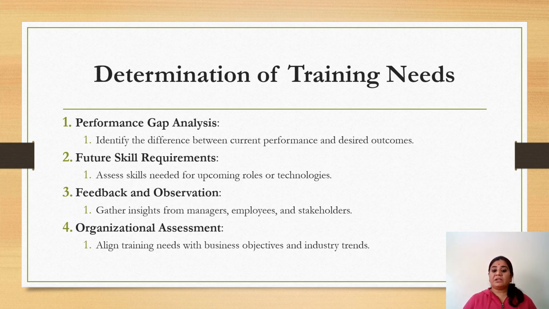Then we have feedback and observation. Gathering feedback from employees, managers, and other stakeholders helps provide a well-rounded understanding of where skill gaps exist. Then we have organizational assessment, aligning the training need with broader business objectives, ensuring that training is relevant to both individual as well as group development.